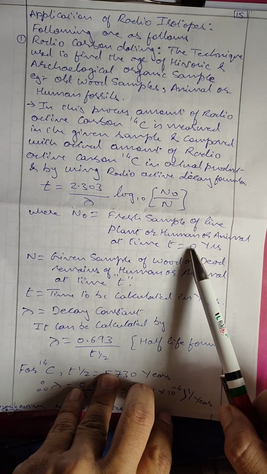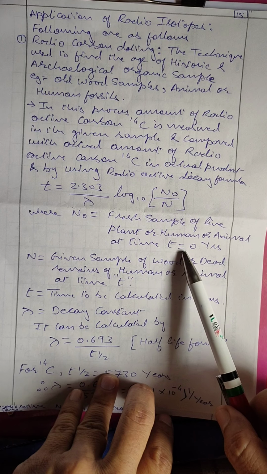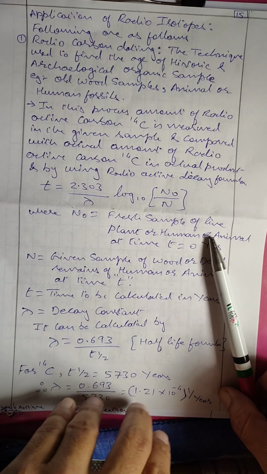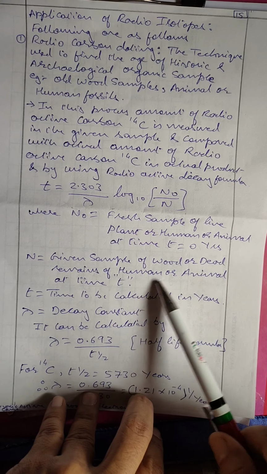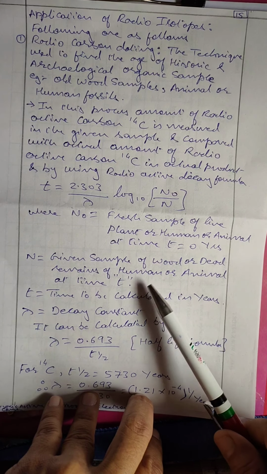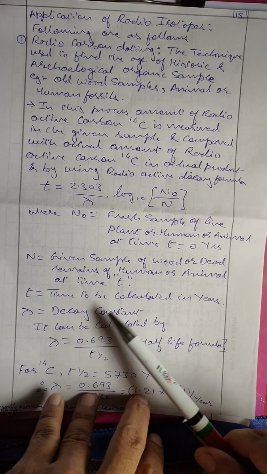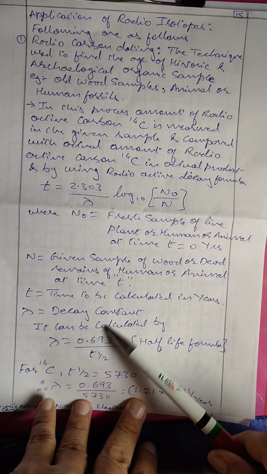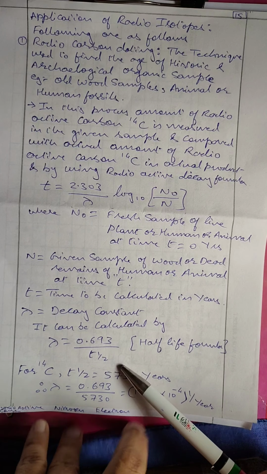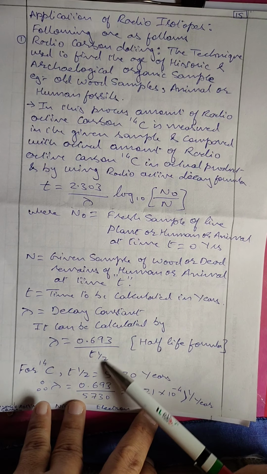So we will try to find out how much quantity of C14 is there in a living organism, and we will compare with N, the given sample of wood or dead remains of human or animals, and that time we need to calculate. This time we need to calculate in years. And what is λ? Decay constant. This decay constant is nothing but λ = 0.693/T-half.